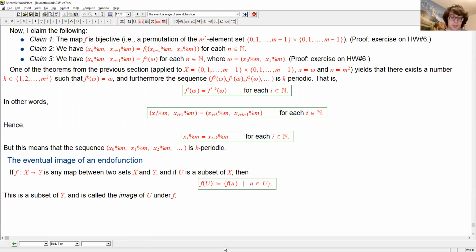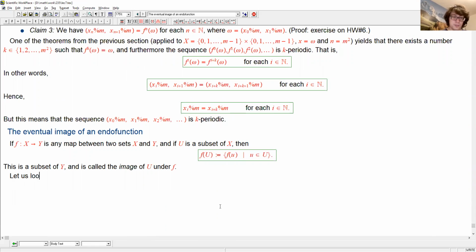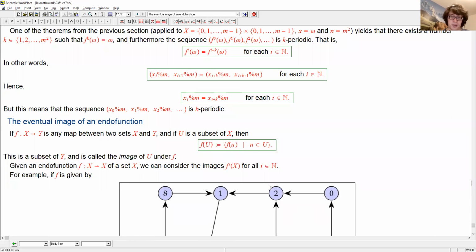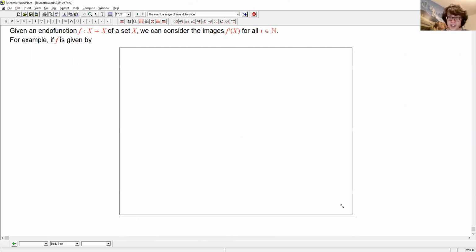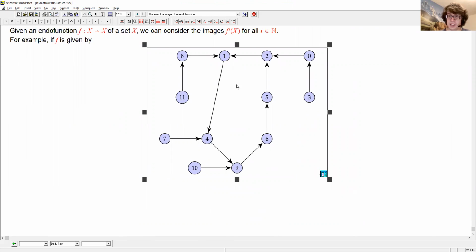So let's study the image specifically for endofunctions. Given an endofunction f of a set X, we can consider the images f^i(X) for all i in N, because we can apply f multiple times. That's what you get from having an endofunction. For example, if f is given by the following diagram, again, this is a 12-element set, and the arrows show what elements are sent to what elements. So you see a cycle here, and everything else at some point converges into the cycle.